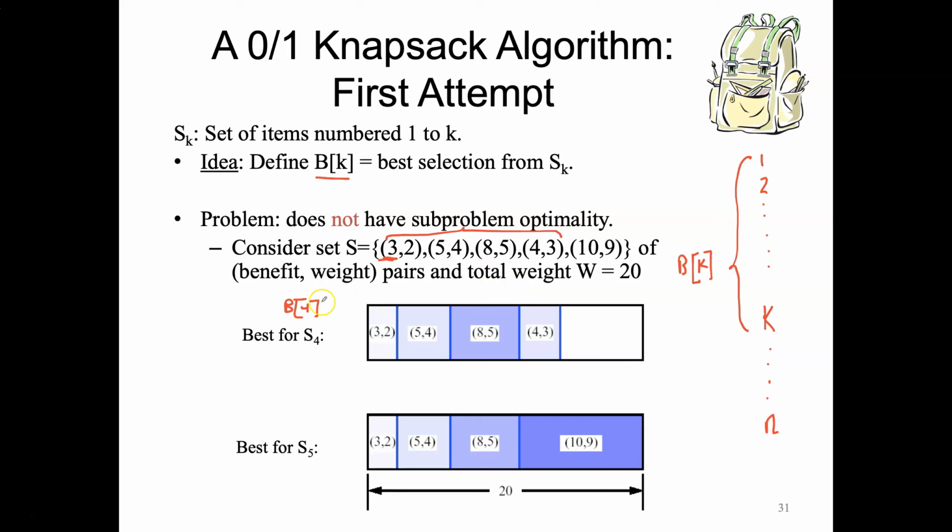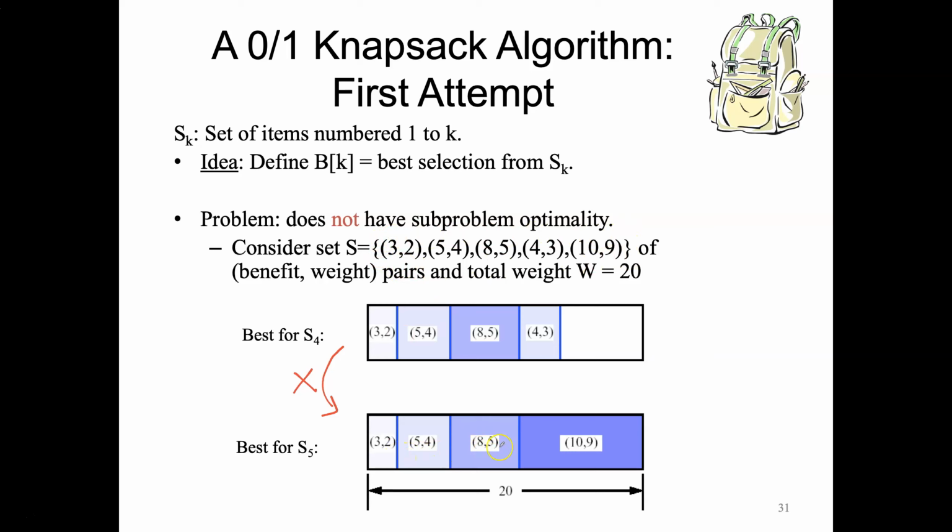But unfortunately, if we were to define our subproblems this way, this doesn't have the subproblem optimality property, because this is the best solution if we're picking from just the first 4 items. This does not give us an optimal solution for how we can pick in the best way from the first 5 items. So this is a global optimal solution for if our backpack can carry 20 pounds and we can choose from all 5 of the items that we have.